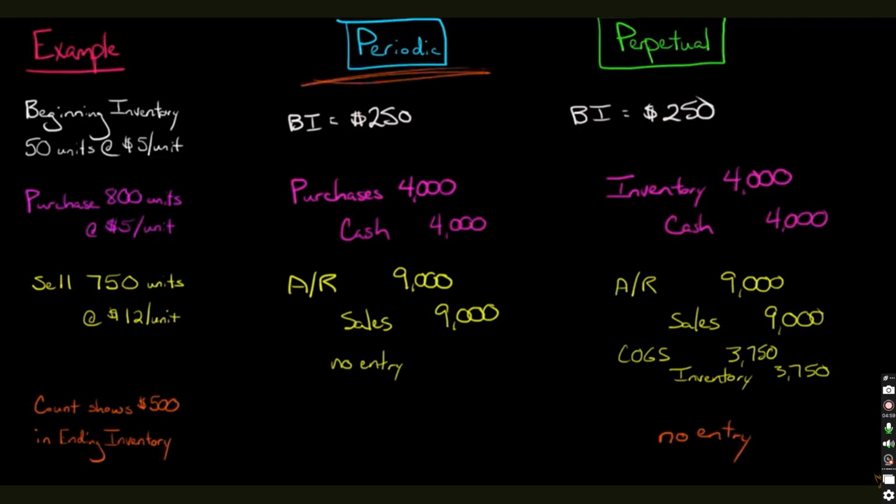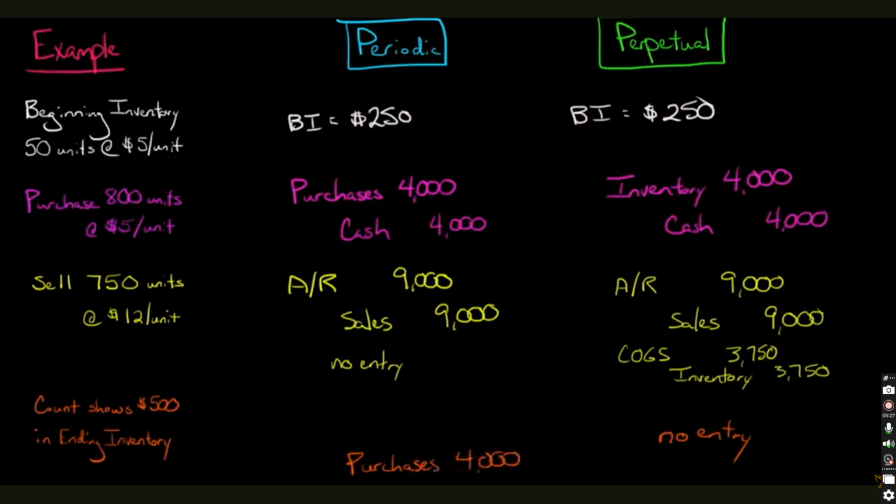But with the periodic method, we haven't been doing that. What did we do? Well, we had this purchases account over here, and then over here we didn't even have an entry. So first off, we're going to need to zero out this purchases account, because that's just a temporary account. It's not a real or permanent account. There's no place for it on the balance sheet or anything like that. So what we're going to do is credit purchases for $4,000.